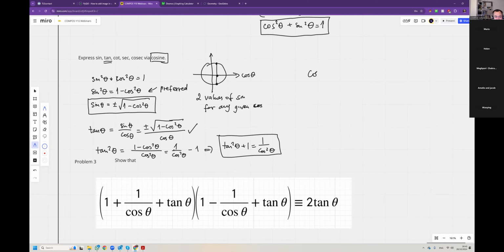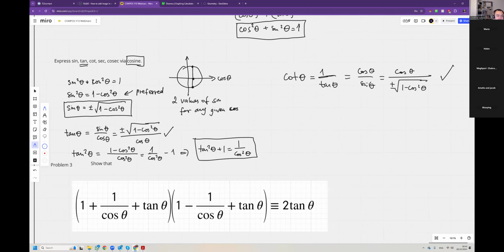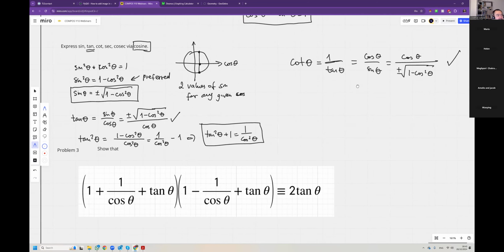Okay, cotangent. Cotangent theta is 1 over tangent theta. So it's literally the opposite of that. So it's cos theta over sine theta, which is cos theta divided by plus or minus square root of 1 minus cos squared theta. Okay, tick. We've expressed cotangent.